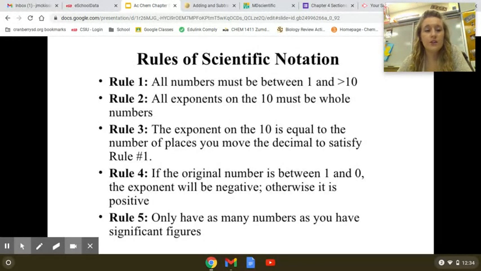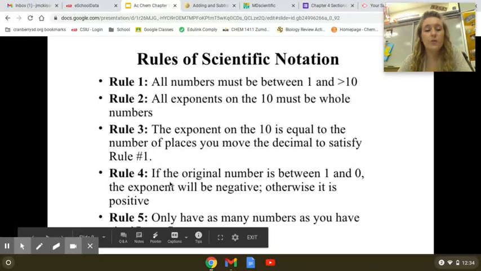So rules for scientific notation. Rule number 1, all numbers must be between 1 and less than 10. Rule 2, all exponents on the 10 must be whole numbers. So you can't have like 3/4. It's got to be a whole number because you can't move the decimal 3/4 of a place. You have to move it 1 at least. Rule 3, the exponent on the 10 is equal to the number of places you move the decimal to satisfy rule number 1. So basically, we're just moving the decimal place so that we have a number that is between 1 and less than 10.